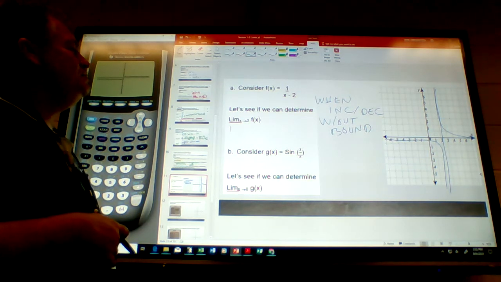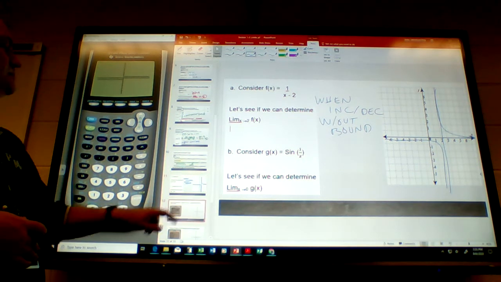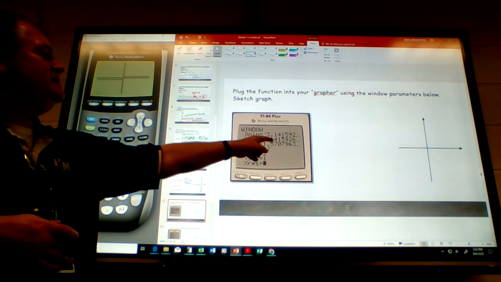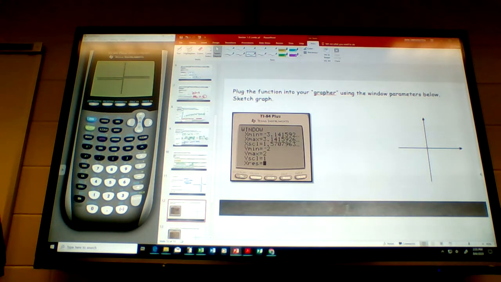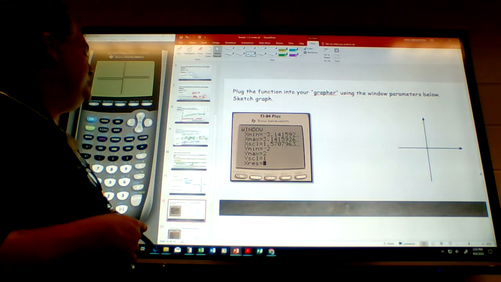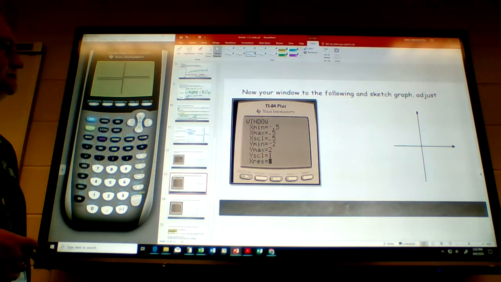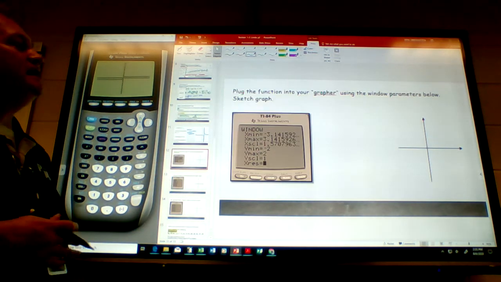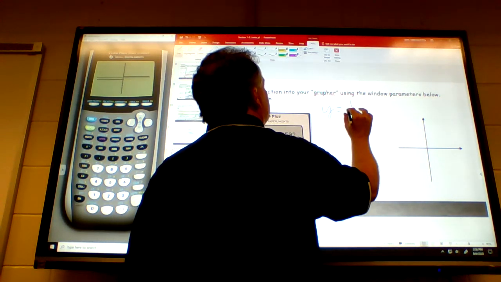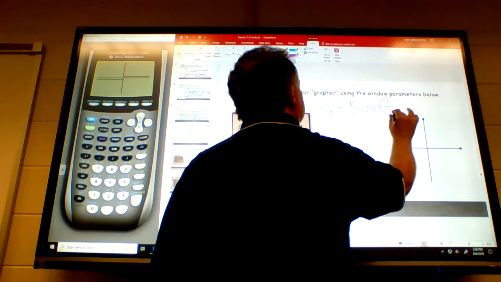Consider the graph of sine of 1 over x. Now, what you'll want to do is you want to follow the parameters here on it. And all you do for x min and x max is type in negative pi and pi. And then for x scale, it's pi over 2. It'll go ahead and do that. So type in those parameters on your graph. Then, of course, type in the function y equals sine of 1 over x.